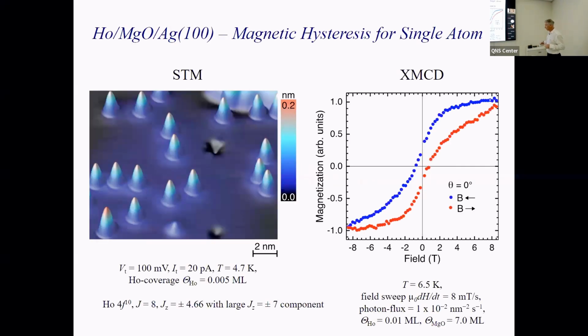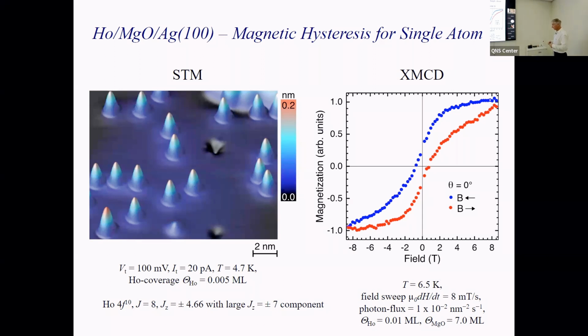So the first one that was discovered was holmium on MgO. And MgO is the sample that we like a lot, because MgO reduces the scattering of electrons that come from the substrate. And holmium atoms have this property to have a large total angular momentum.